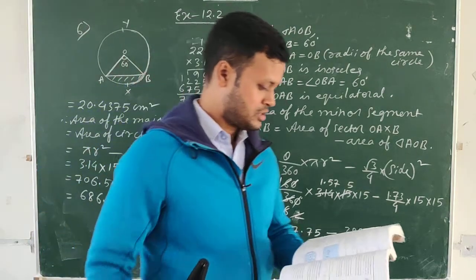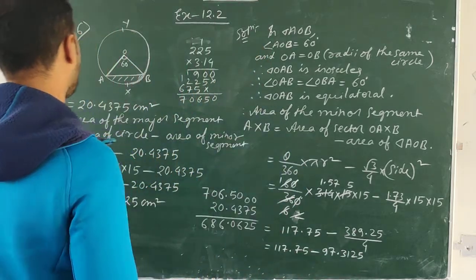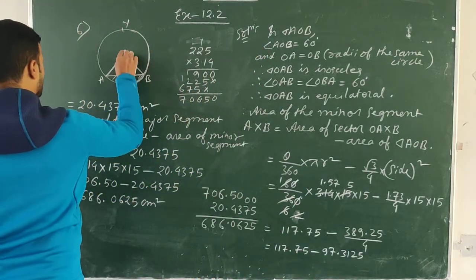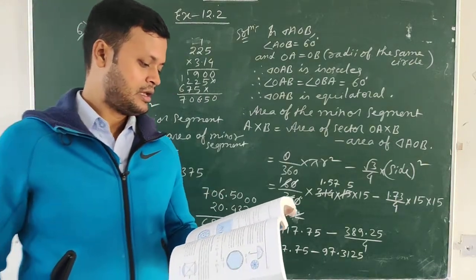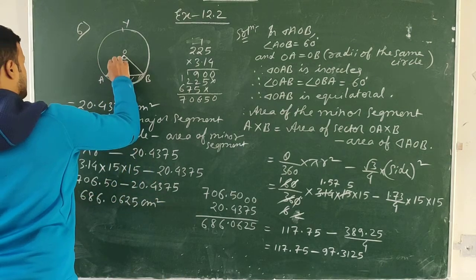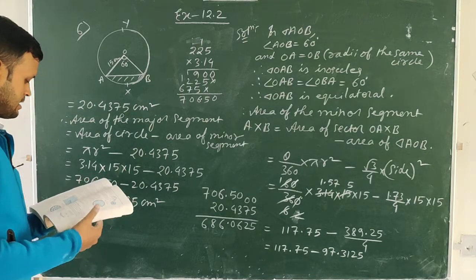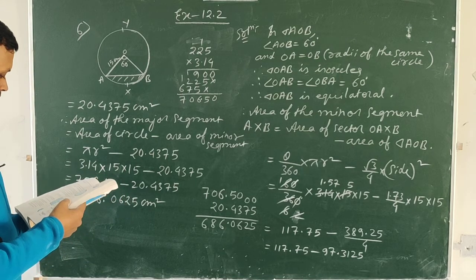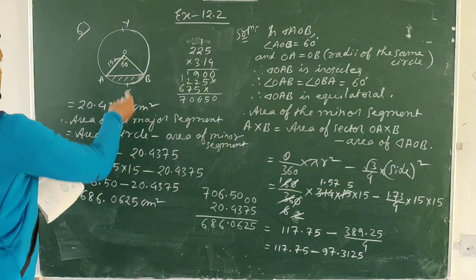So, students, as I said, this is an alternate way of finding out the minor segment. Okay. So, this is a circle. Center is O, and this is given to you: a chord of a circle of radius 15 centimeter, and the arc subtends an angle of 60 degree at the center. Isn't it? Angle subtended at the center is 60 degree.